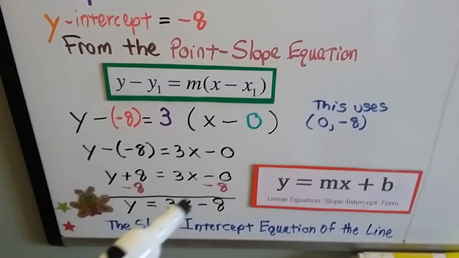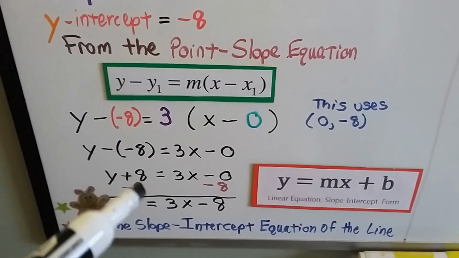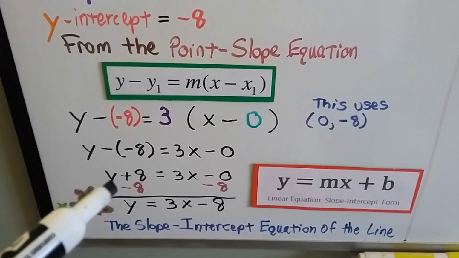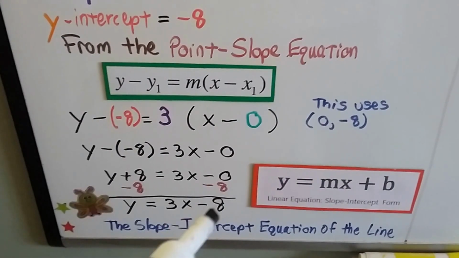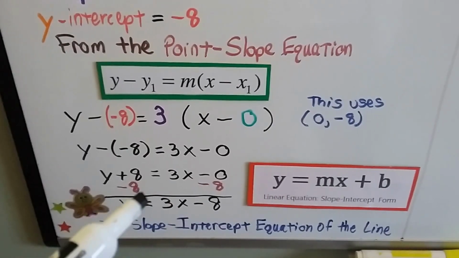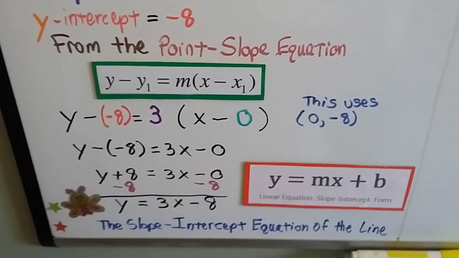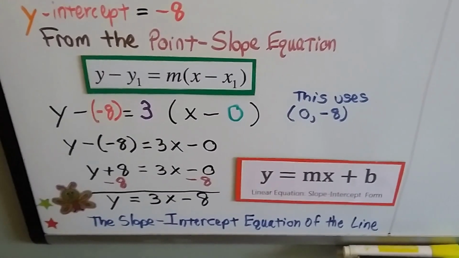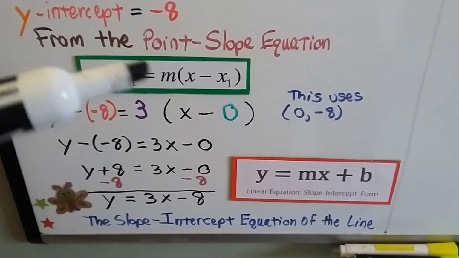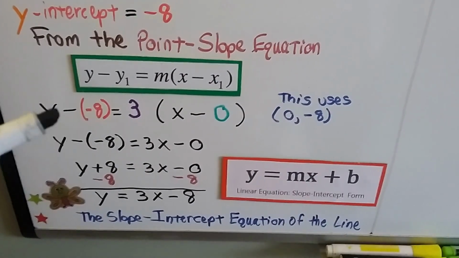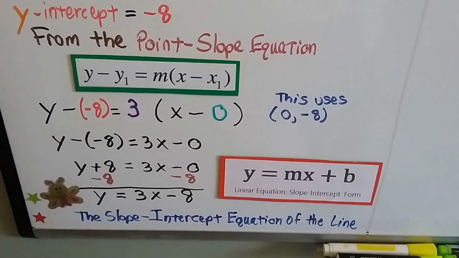And this 0 is important because when we create a 0 pair here by adding a -8 to each side to isolate this y, that puts the -8 right here. We get y equals 3x minus 8. That puts it into slope-intercept form. That's the slope-intercept equation of a line. So we changed it from this equation to this equation just by substituting in the values and using additive inverses.